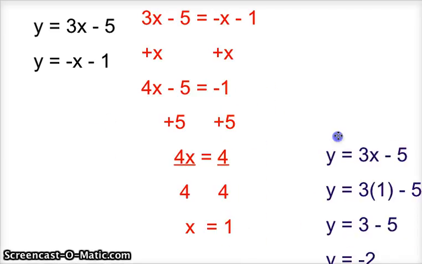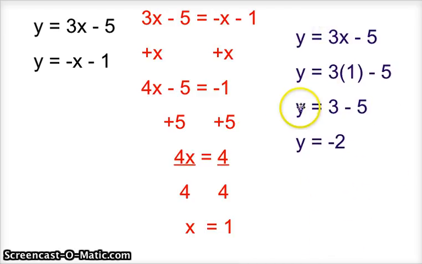So then I took that x value and I substituted it into my first equation. So I have y equals 3 times 1 minus 5. I simplified, I got y equals negative 2. So the solution to this system of linear equations is 1 comma negative 2. It has one solution. You can move to the middle door on your foldable.